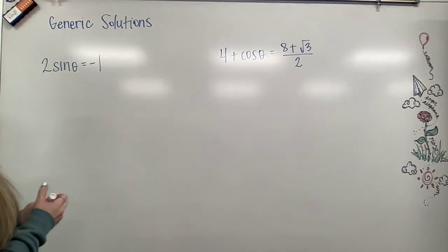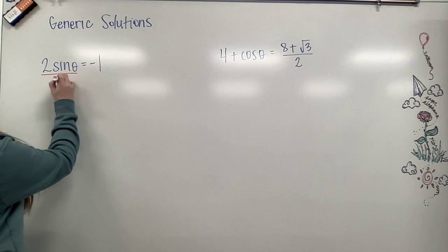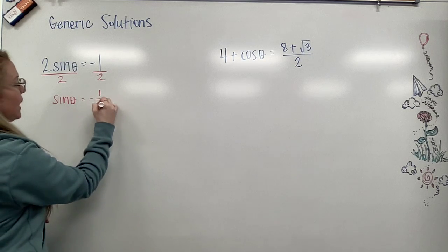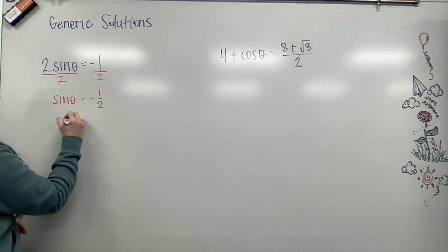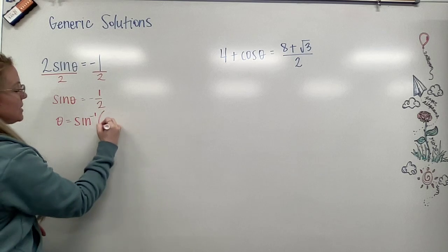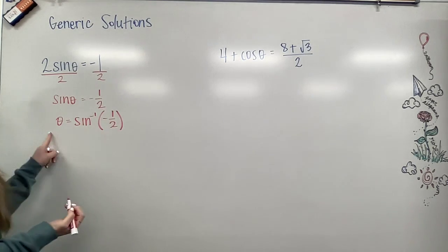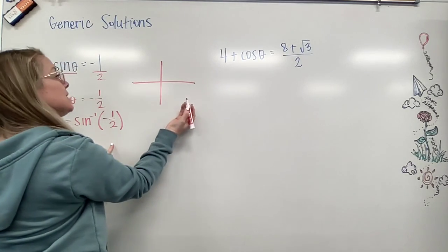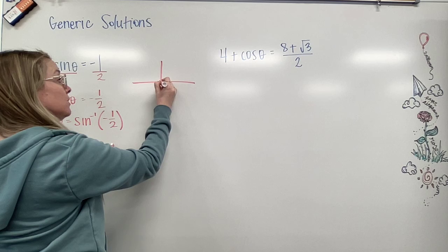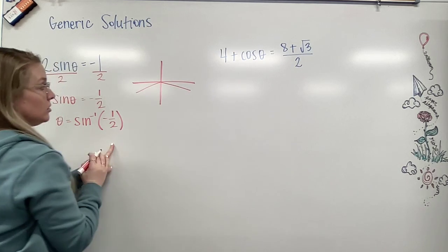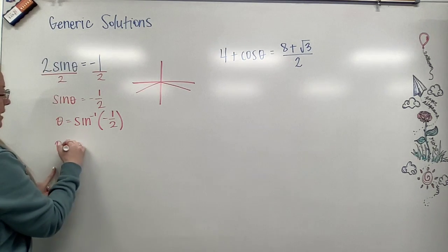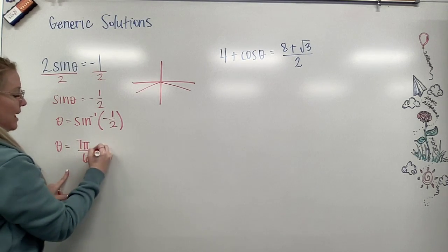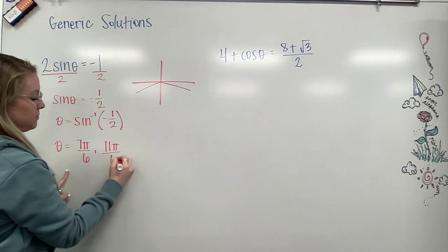So here we still have to isolate our trig function, so I'm going to divide by 2. So we get sine of theta equals -1/2, and then we take our sine inverse. So theta equals the sine inverse of -1/2. So this is asking where does sine equal -1/2. If we look at our unit circle, sine is going to be negative here and here. So that means theta is going to equal 7 pi over 6 and 11 pi over 6.